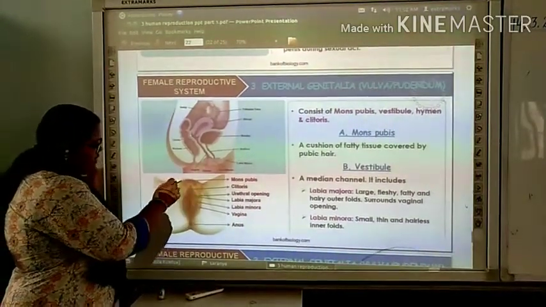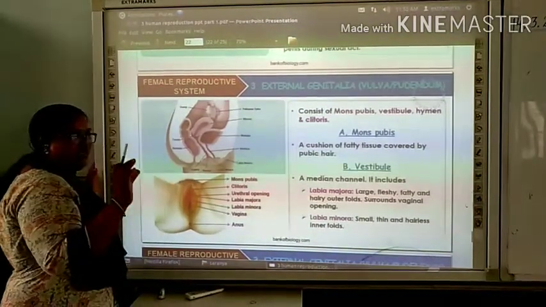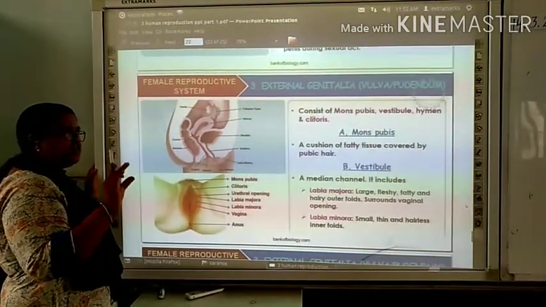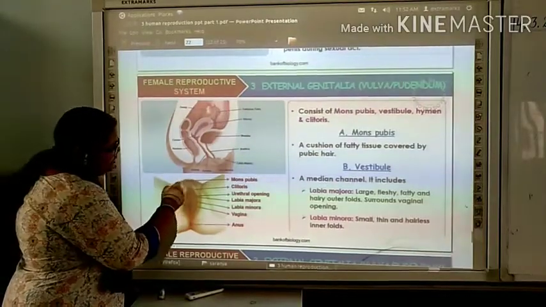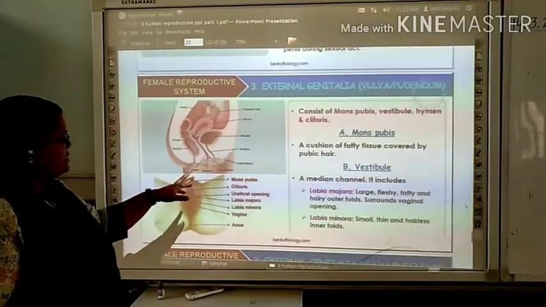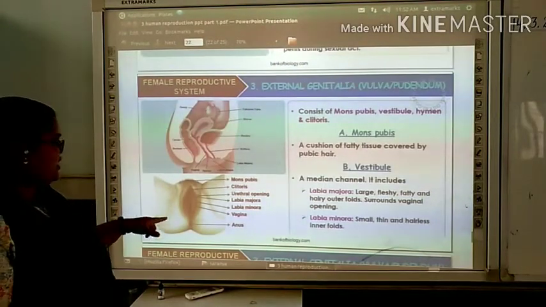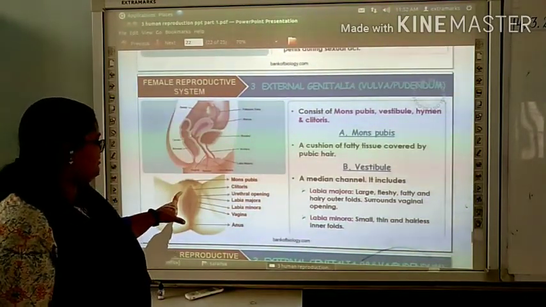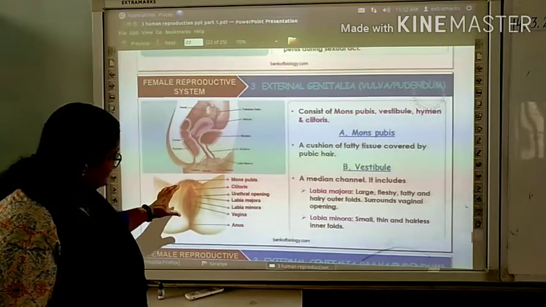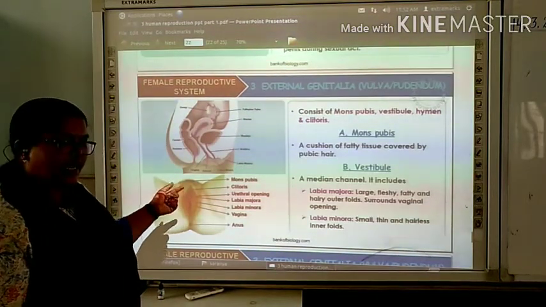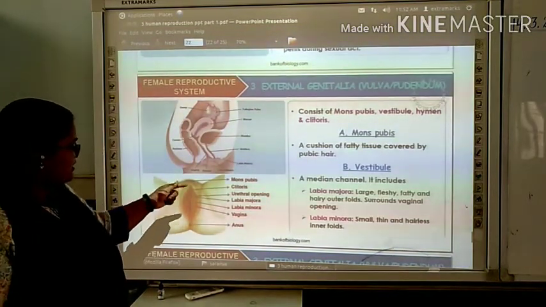So here outside you can see that this part will have a very rich fatty cushion of fatty tissue, and it will be rich with pubic hair. That part is called the mons pubis. And the second part is the vestibule. It's actually a medium channel, we can say that. And this vestibule includes the labia minora, labia majora, and these all are the parts.